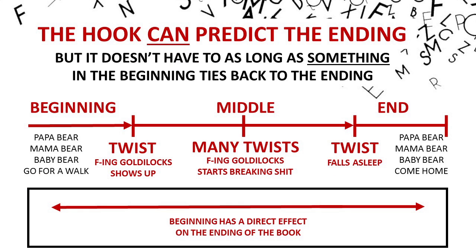The hook can predict the ending, but it doesn't have to, as long as something in the beginning ties back to the ending. And you can remember that from the very first video where I kind of hammered this point home, that really good books tie these two things together in some way and give the reader a sense of completion and that everything that you wrote in the book has meaning.